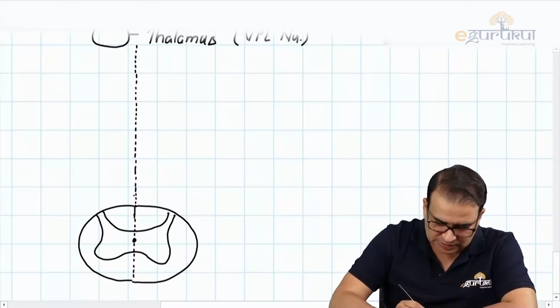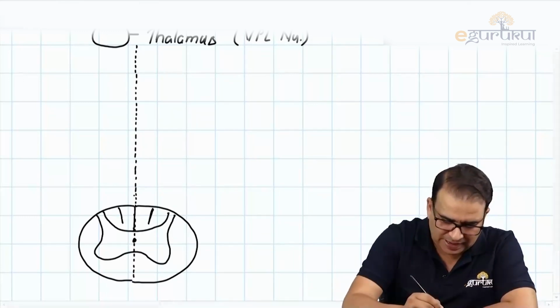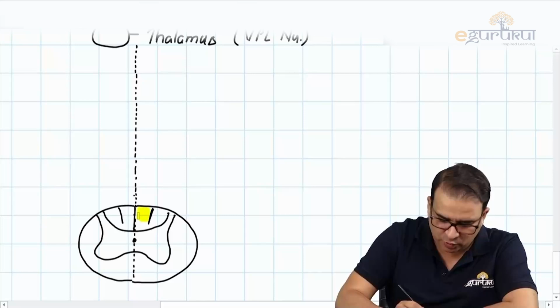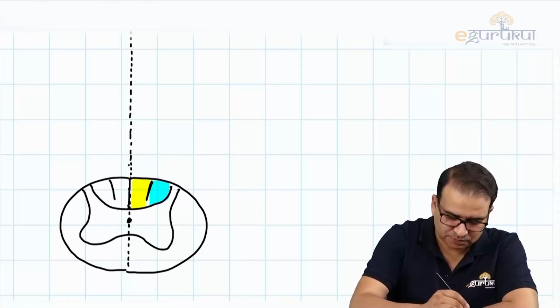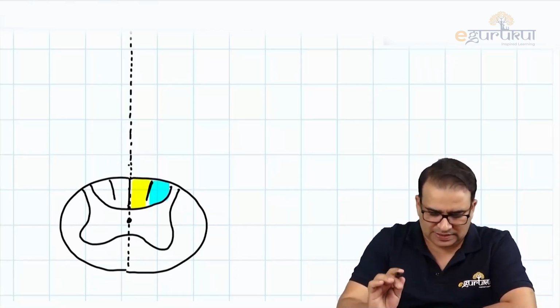Okay, because we are discussing the dorsal column tract, I'm leaving a little more space toward the dorsal side. Let me highlight the two tracts which we already know. One is the gracilis, which is toward the medial side, and we have cuneatus toward the lateral side. Now understand this in a sequence, guys.